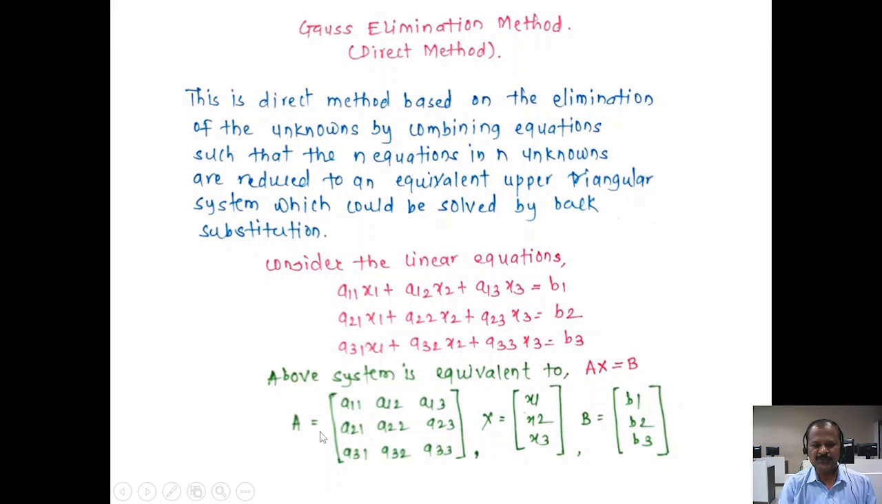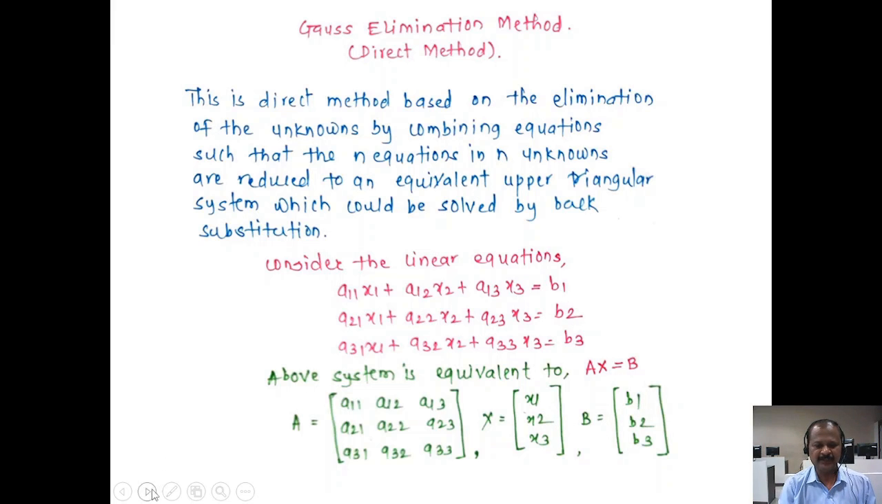Now what is A? It is called the coefficient matrix. So the coefficients of x1, x2 and x3 we have to write here. a11, a12, a13 are the coefficients for equation 1. a21, a22, a23 are the coefficients for equation 2. And a31, a32 and a33 are the coefficients for equation 3. Now X is equal to x1, x2 and x3. These are the unknowns. You have to find the values of x1, x2 and x3. B is equal to the constant values b1, b2 and b3.